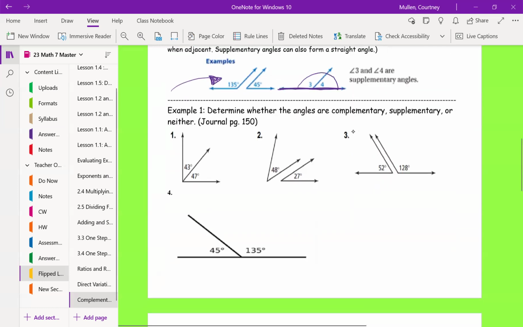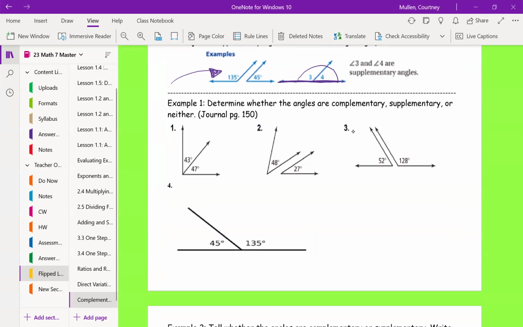So let's take a look here. Number one, this angle here is 43 degrees. And we have another angle here at 47 degrees. So if we check their sum and we add, we get 90 degrees. So what type of angles are these? They're complementary. Right? Let's check the next one.